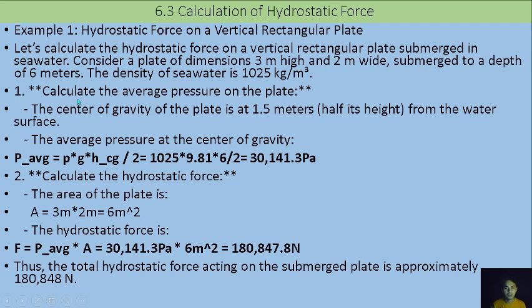For example, let's calculate the hydrostatic force on a vertical rectangular plate submerged in seawater. Consider a plate of dimension 3 meters high and 2 meters wide submerged to a depth of 6 meters. The density of water is 1025 kilograms per cubic meter. With the use of the formula for average pressure, we have a value of 30,000 Pascal. Then using that value to get the hydrostatic force, we have a value of more than 180,000 Newton.